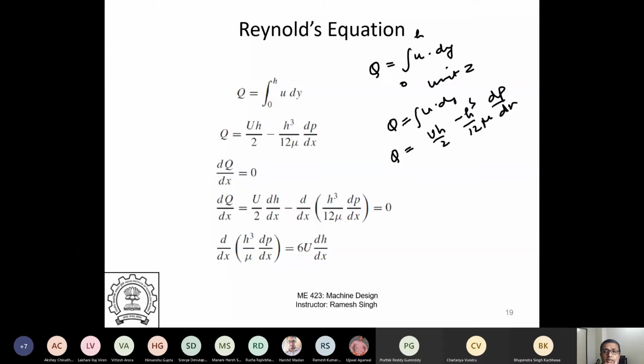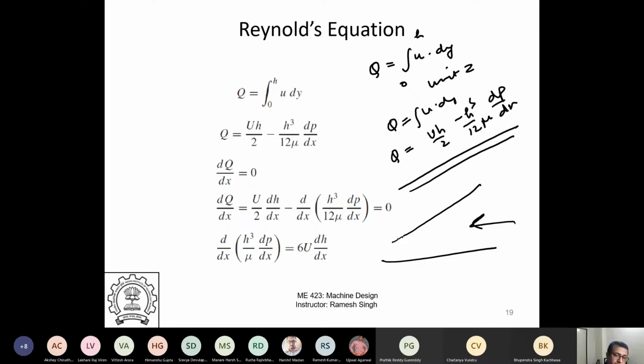Now, can somebody tell me what Q will be as a function of x? So basically, I'm assuming that the fluid is flowing into a converging gap, right? So what will be Q at every location? This is the x direction, the direction of flow, and this is Q at every location. This is Qx. Will Qx change as a function of x?